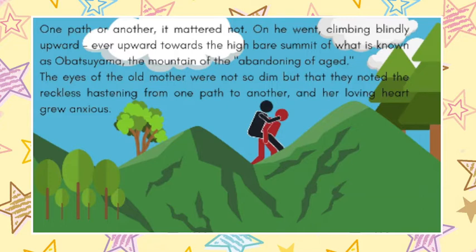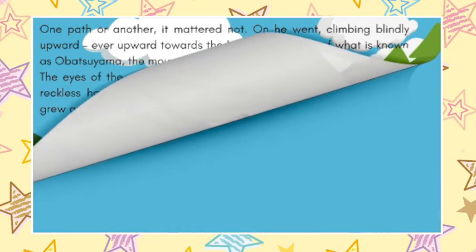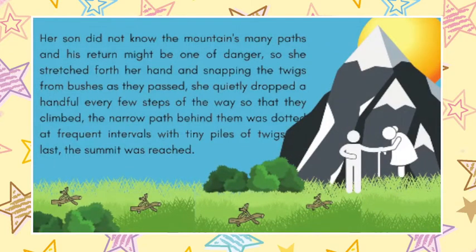The eyes of the old mother were not so dim but that they noted the reckless hastening from one path to another, and her loving heart grew anxious. Her son did not know the mountain's many paths, and his return might be one of danger. So she stretched forth her hand, and snapping the twigs from bushes as they passed, she quietly dropped a handful every few steps of the way as they climbed. The narrow path behind them was dotted at frequent intervals with tiny piles of twigs. At last, the summit was reached.